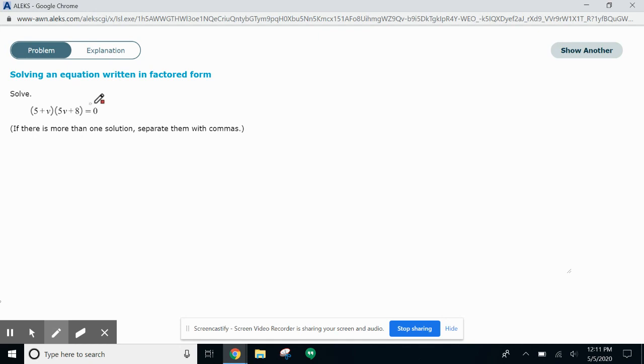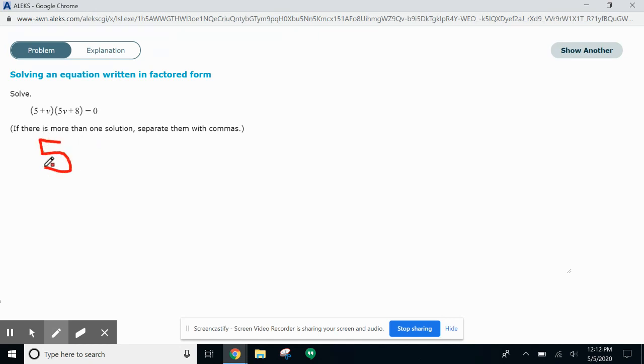If we take our two factors and set them equal to 0, then we'll find out where they're going to be at 0 on our graph. There are two different groups here, two different parentheses, so they're getting multiplied: 5 plus v and 5v plus 8. If we're multiplying something to make 0, then something has to be 0. 0 times anything is 0. So if the first term is 0, or the second term is 0, then our answer will be 0. So we're going to take each of these terms separately and divide this problem into two pieces.